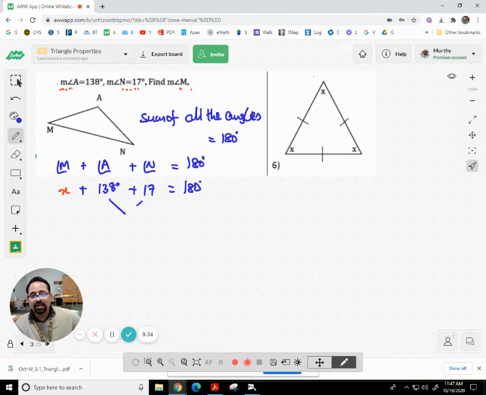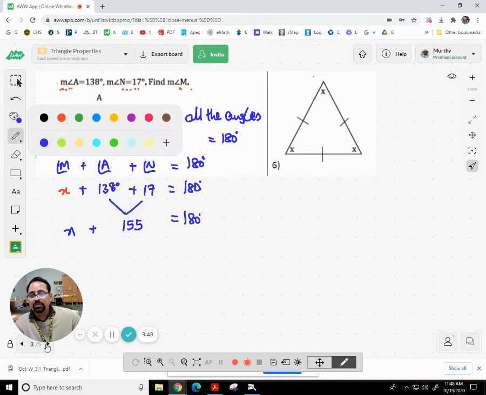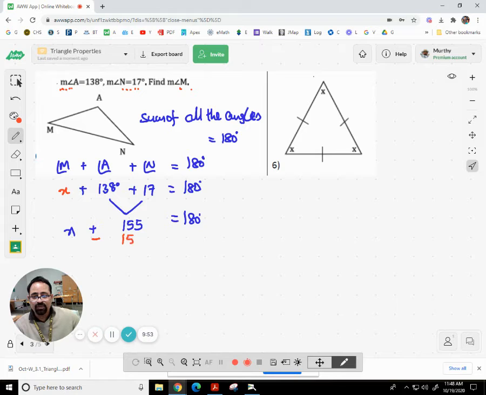Now, let's add these two. 138 plus 17 is 155. Please make use of a calculator and check. Plus M is 180. Use simple algebra. Take the same value, which is 155, away on both sides. Compute it.